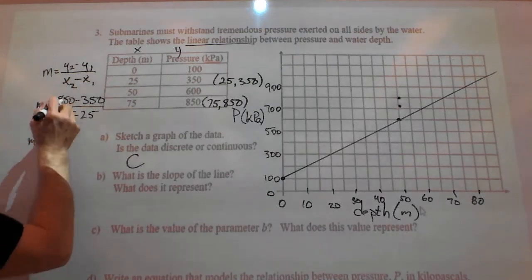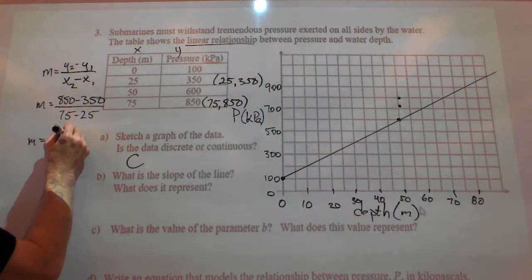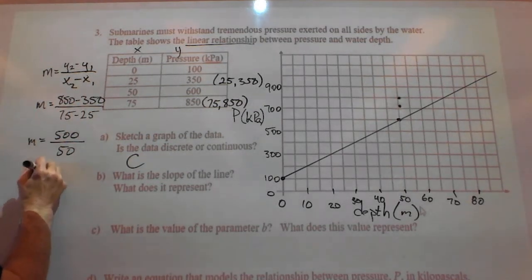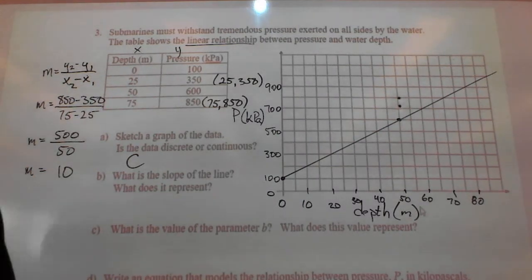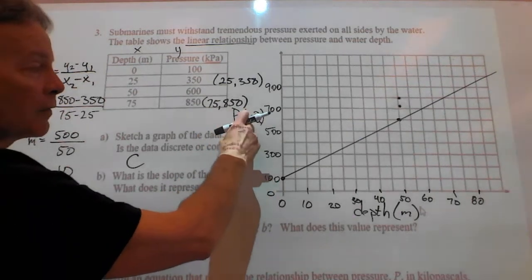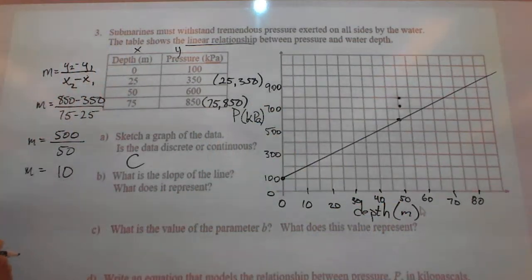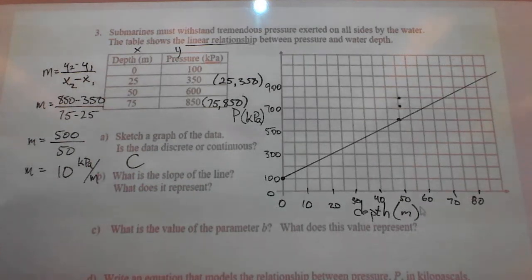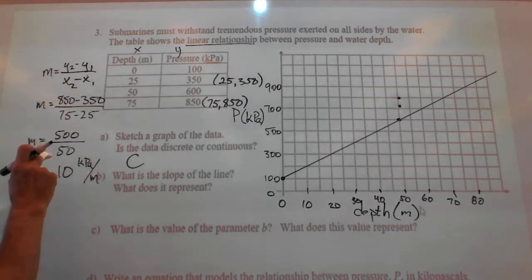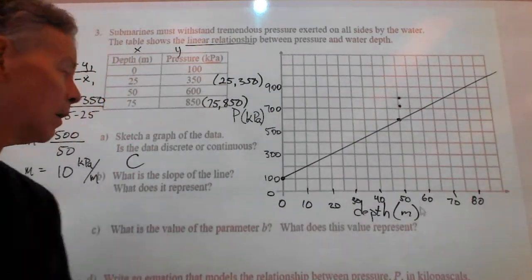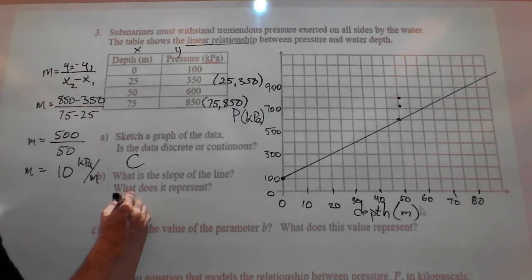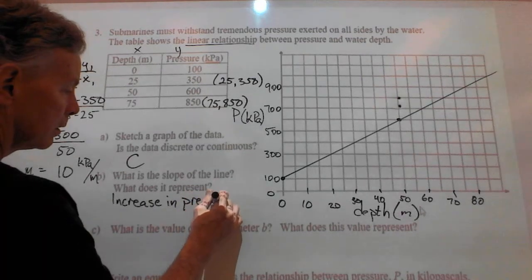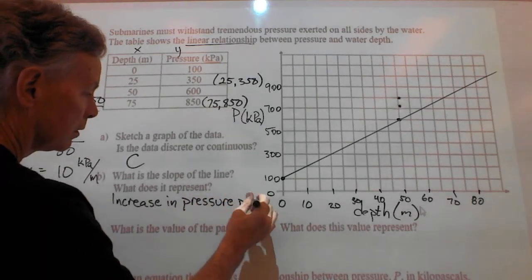That gives us a slope of 850 minus 350 is 500, 75 minus 25 is 50, for a slope of 10. And make sure you include the units. Units for y are kilopascals, units for x are meters, so it would be kilopascals per meter. So, what is the slope of the line? Right there, 10 kilopascals per meter. What does it represent? Increase in pressure per meter.